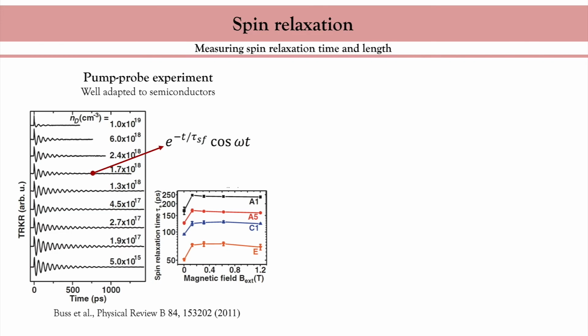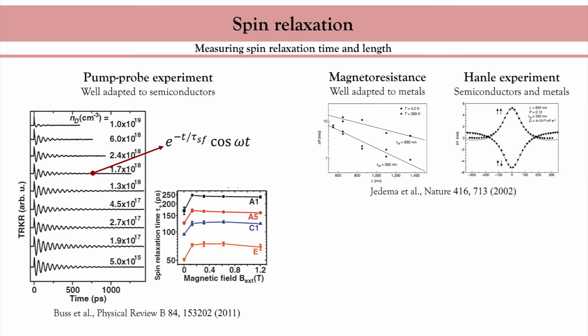In metals it's a bit different because it is more difficult to create a spin density optically. So spin relaxation is usually measured electrically using spintronics devices such as spin valves. Varying the distance between two ferromagnets and measuring the overall magnetoresistance provides a direct access to the spin relaxation length. One can also use the static Hanle effect, which measures the alignment of the spin density along an external applied field. The broadening of the signal is directly related to the spin relaxation length.